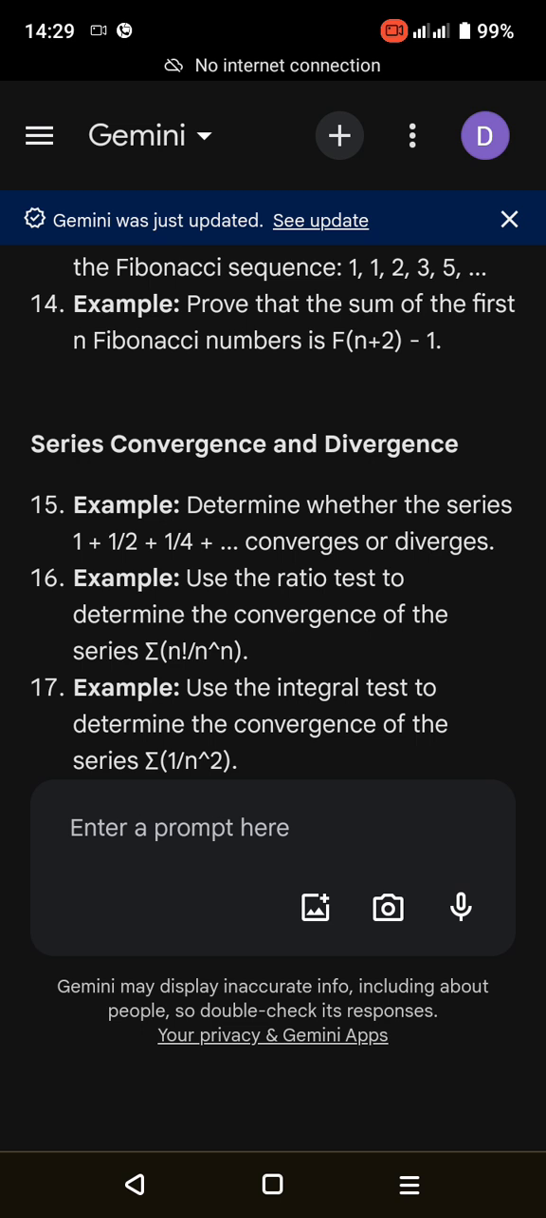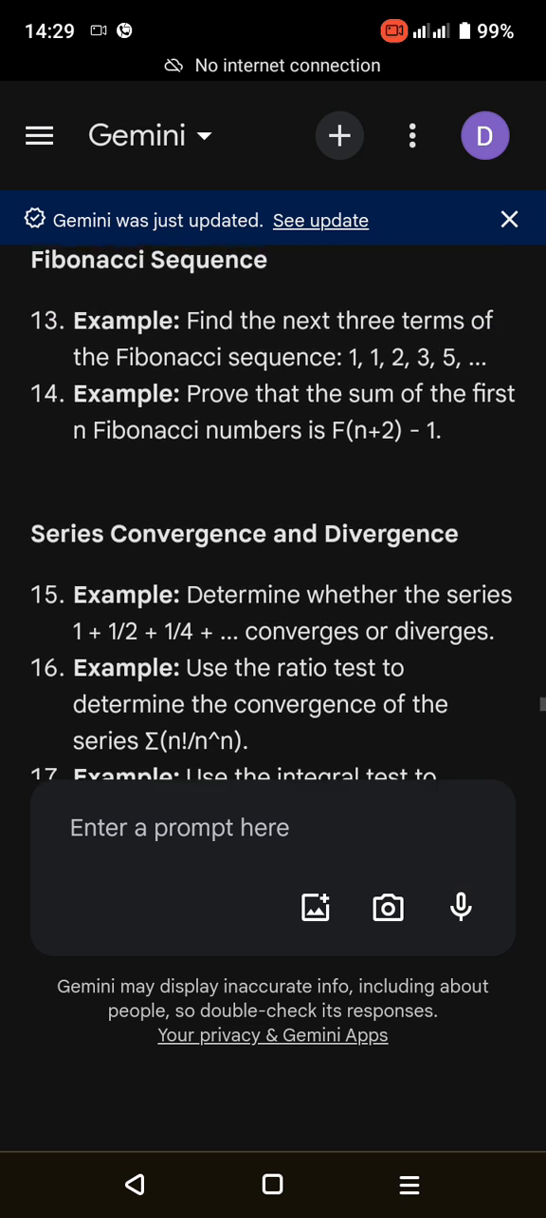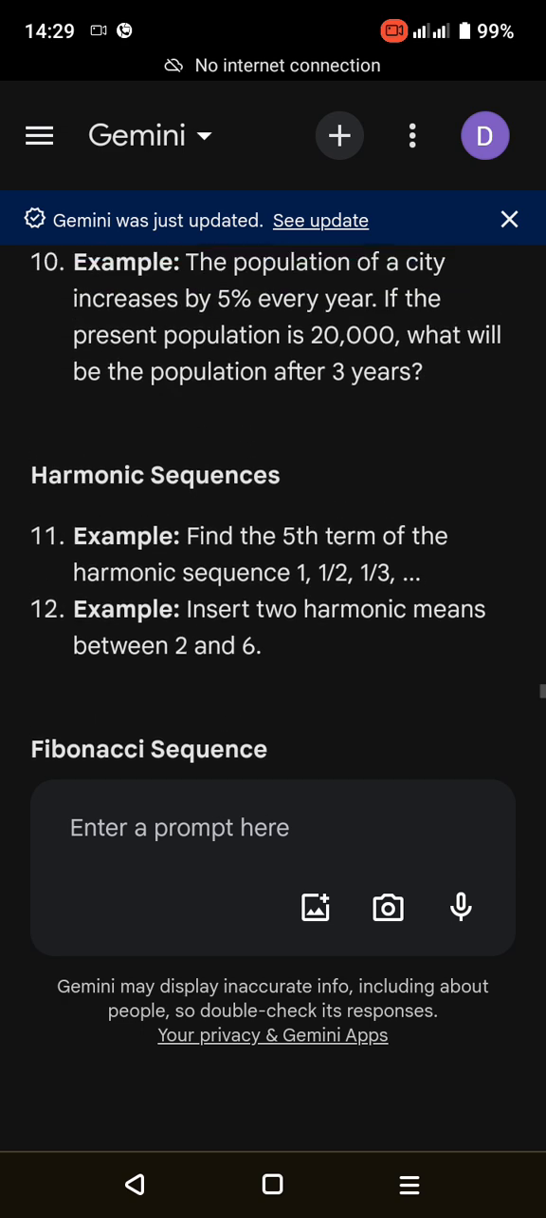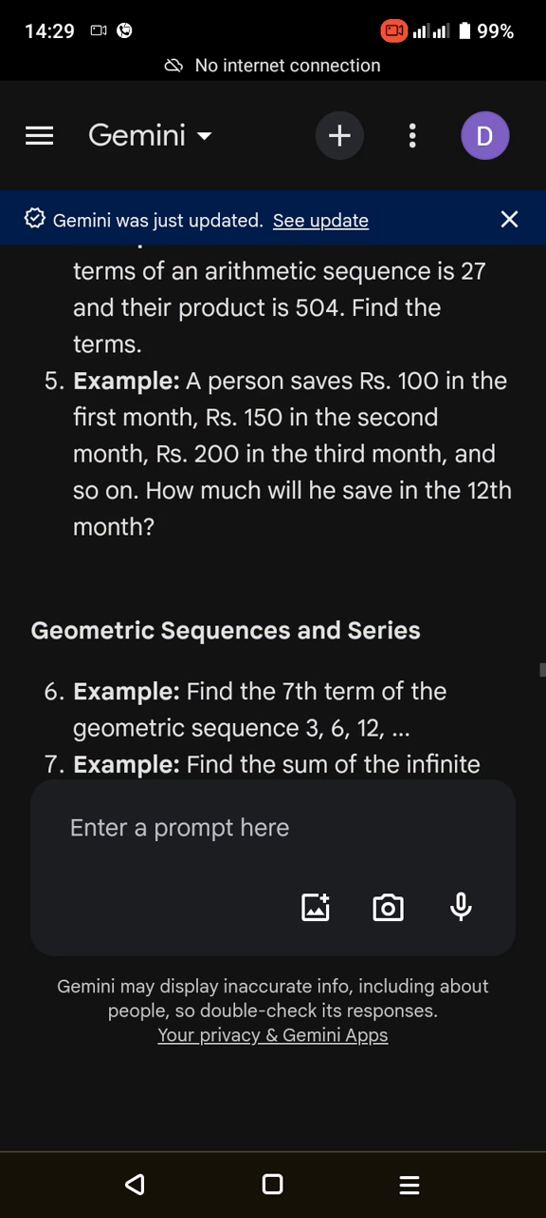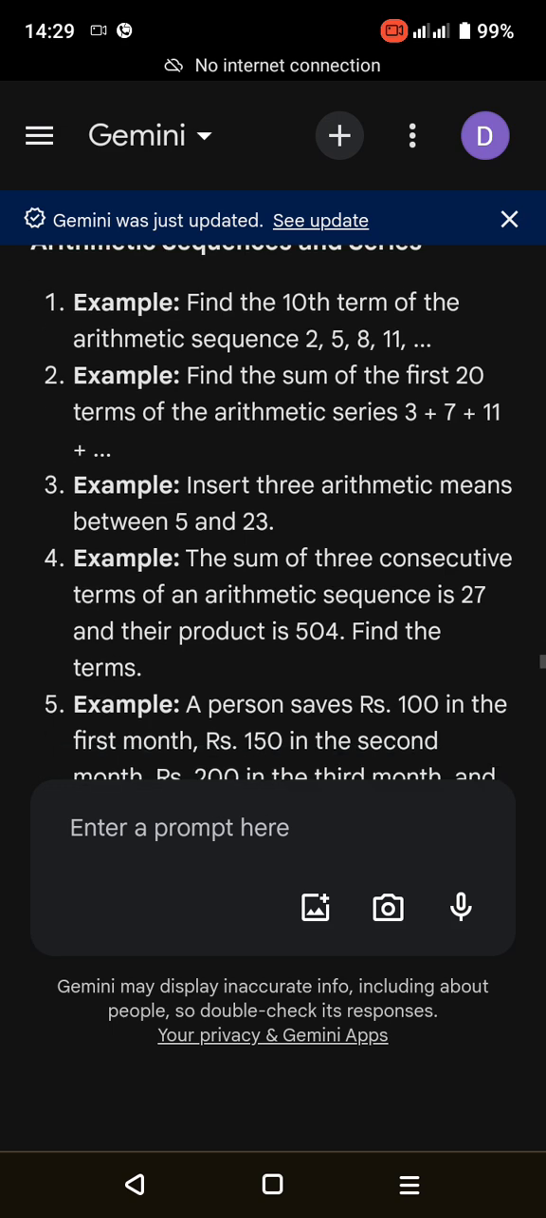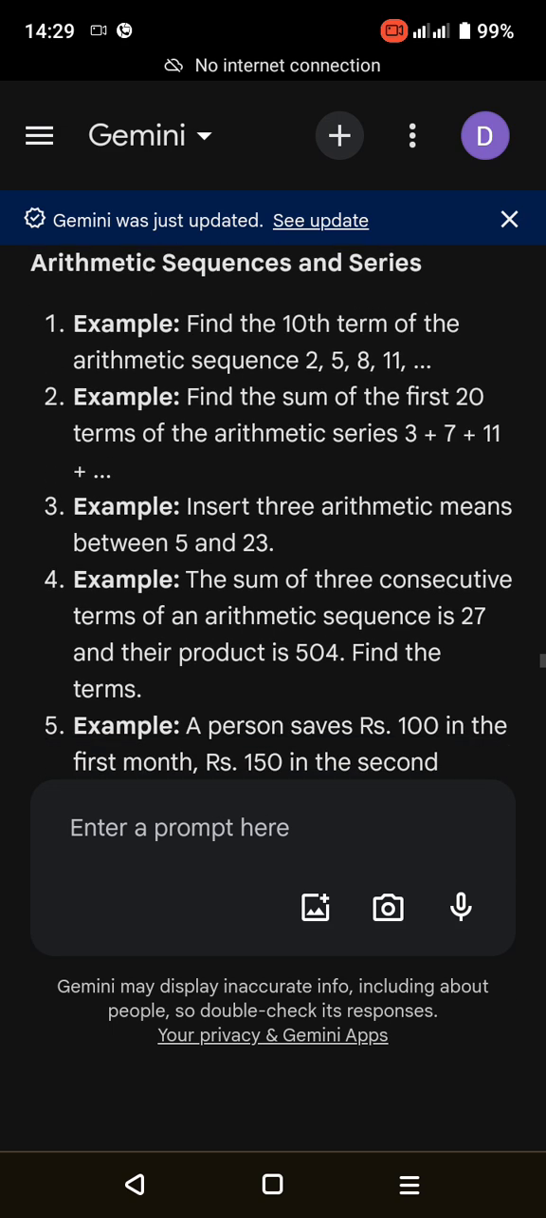75. Difference equations are related to sequences and can model various phenomena. 76. Fractals can be generated using recursive sequences. 77. The zeta function is a complex function related to the Riemann hypothesis. 78. The Euler-Maclaurin formula connects sums and integrals.